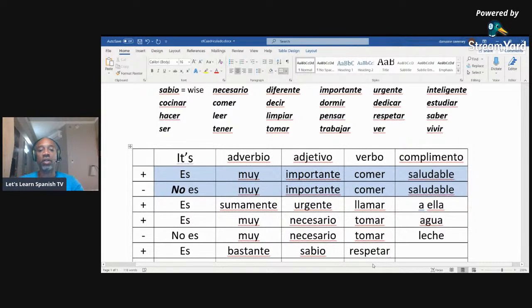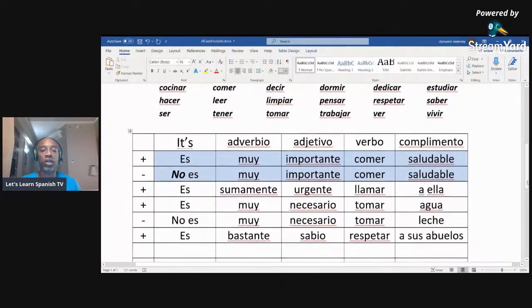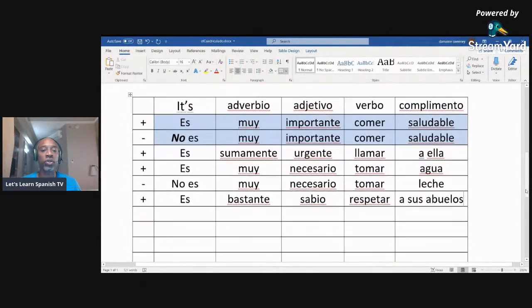Respetar a sus abuelos. Okay, so tell me what that means. Es bastante sabio respetar a sus abuelos. Okay, good, good, good. Let's do another positive with the same beginning, okay?